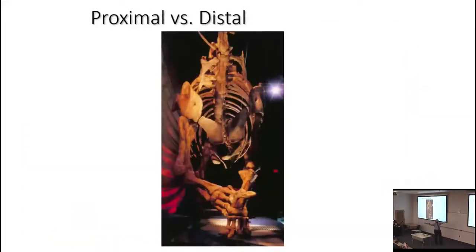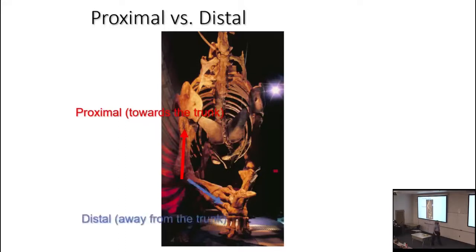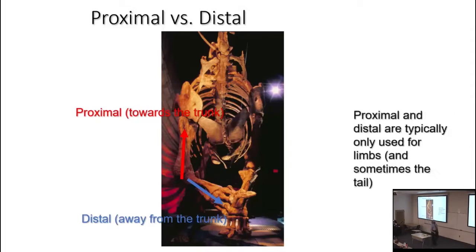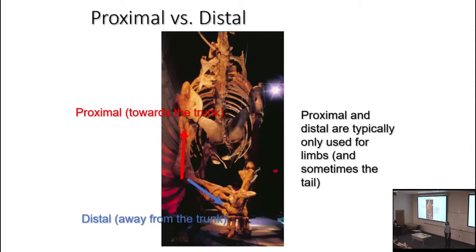So, for organisms with limbs, we have to deal with another set, and this is proximal, which is towards the trunk. That's the main part of the body. Not like an elephant's trunk, but the trunk like the main part of the body. And distal is away from the trunk. So your wrist is distal to your elbow, and your shoulder is proximal to your elbow. And this end of my fingernail is as distal as I can get. Now, proximal and distal are used for the limbs only.